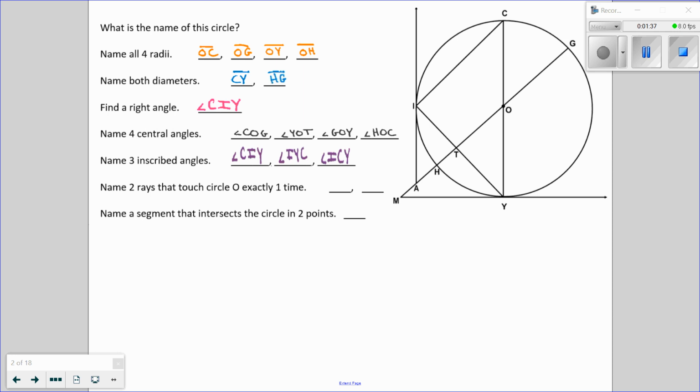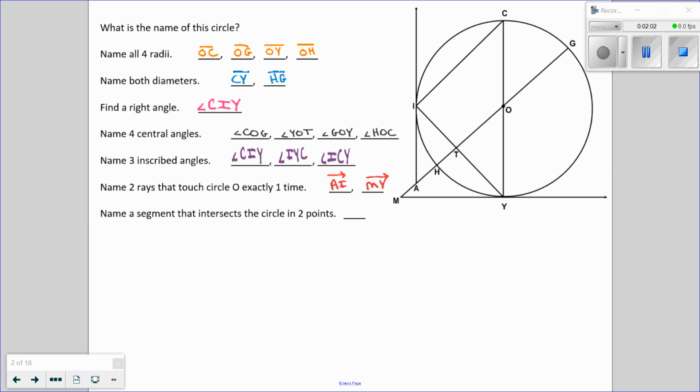2 rays that touch the circle O exactly once. That's what our tangent lines do, but it's a ray because it has an arrow only at one end, not at both ends. That's the difference between a ray, a line, and a segment. A segment has 2 endpoints, a ray has 1 endpoint, and a line does not have any endpoints because it never ends. And a segment that intersects the circle in 2 points.